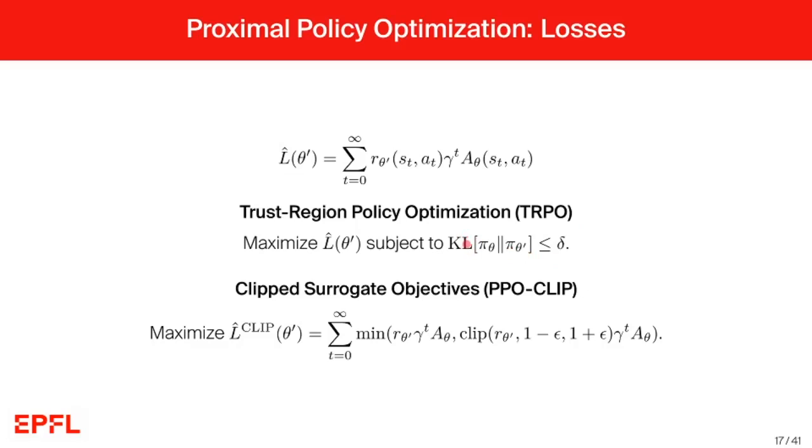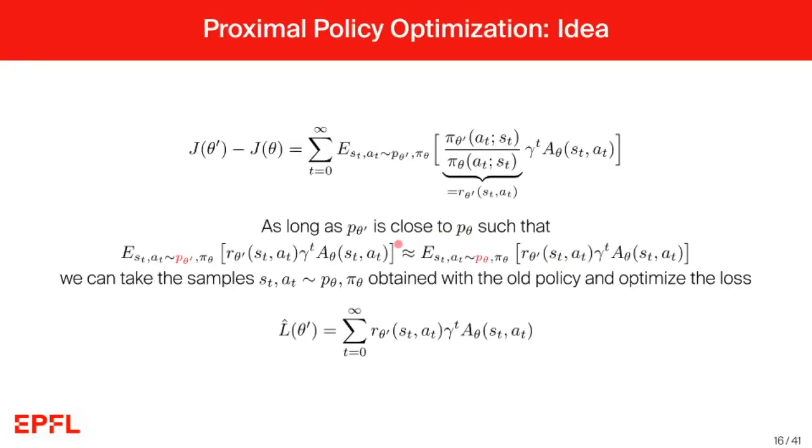Now the Kullback-Leibler divergence between old and new policy is a divergence measure. So it's like measuring how much the old policy differs from the new policy, and as long as it is smaller than some delta, one can actually find guarantees such that the error that is made in this approximation is small.